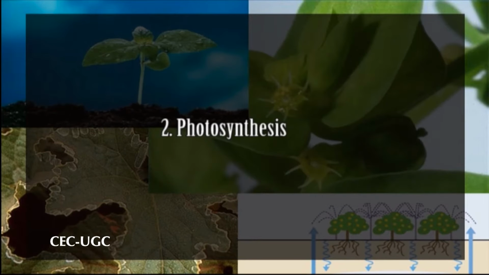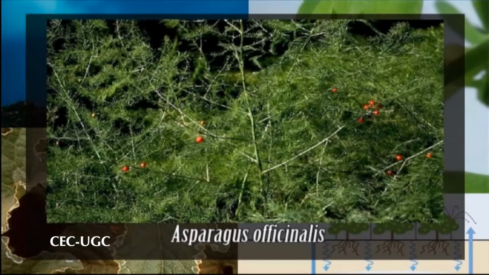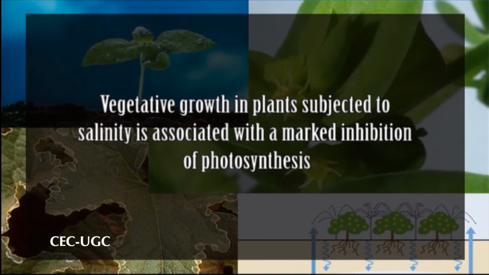Number two is photosynthesis. Growth of plants is dependent on photosynthesis, and therefore environmental stresses affecting growth also affect photosynthesis. Studies conducted by a number of authors on different plant species have shown that photosynthetic capacity is suppressed by salinity. A positive association between photosynthetic rate and yield under saline conditions has been found in different crops such as Gossypium hirsutum and Asparagus officinalis.